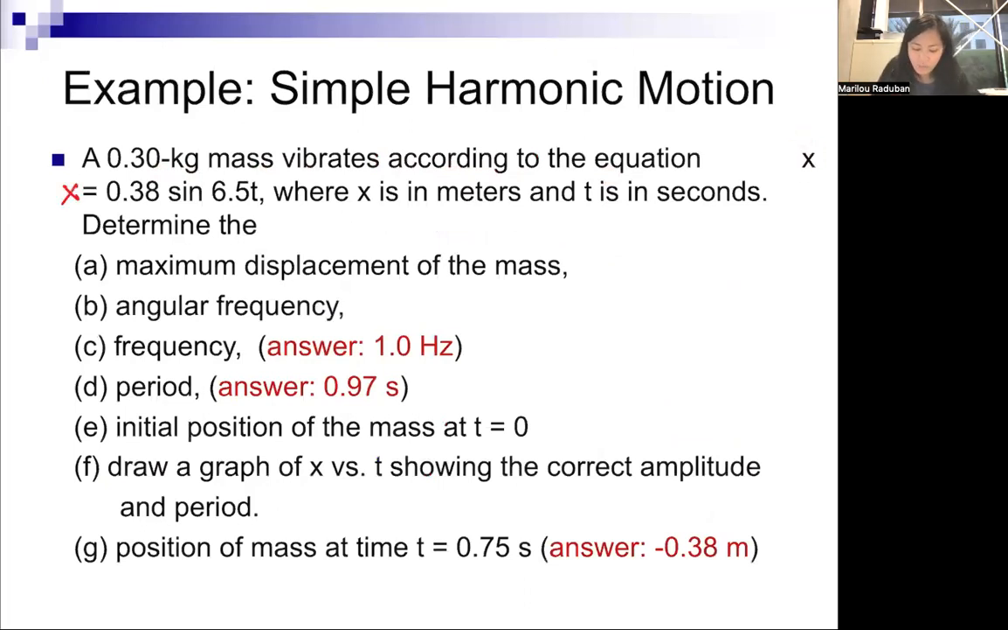So x is equal to 0.38 sine 6.5 times t. Usually we don't put brackets like here, but it's implied that there's a bracket there. Sine of the whole thing, 6.5 times t, where x is in meters and t is in seconds, and we are asked to determine some other parameters.